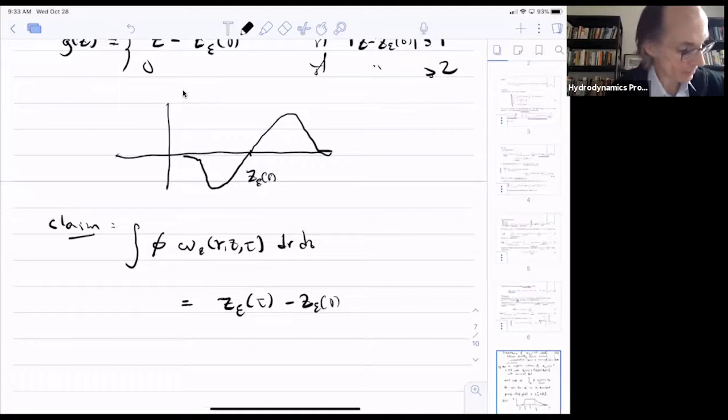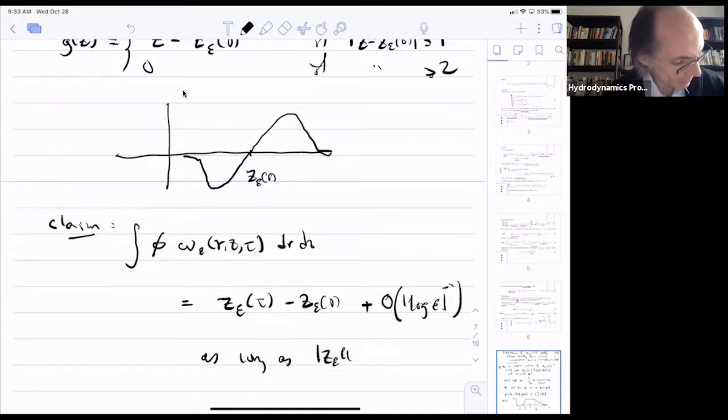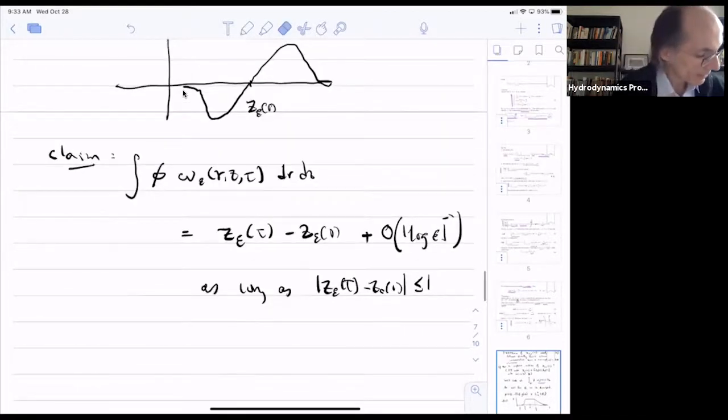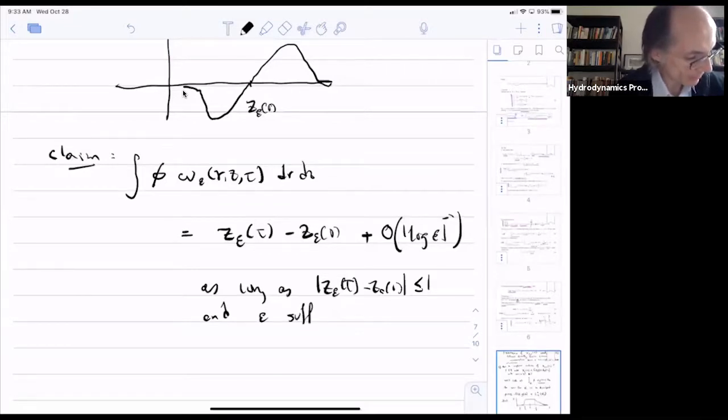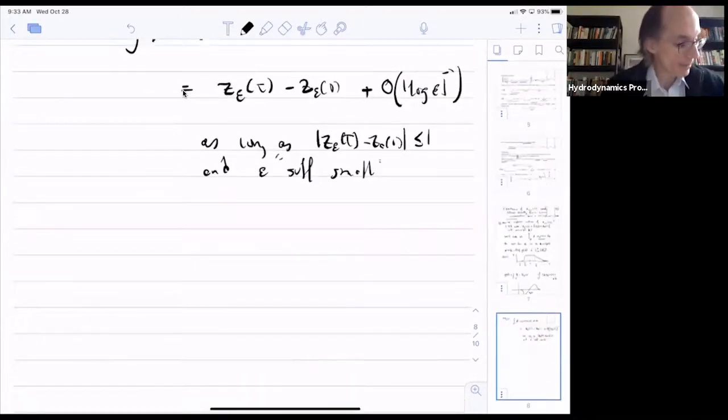And then there's an error. The error should be something like, let's say, log epsilon to the -1, as long as epsilon is sufficiently small. So what do I mean by sufficiently small? What I mean is, well, let's see, here's a picture of the RZ plane.